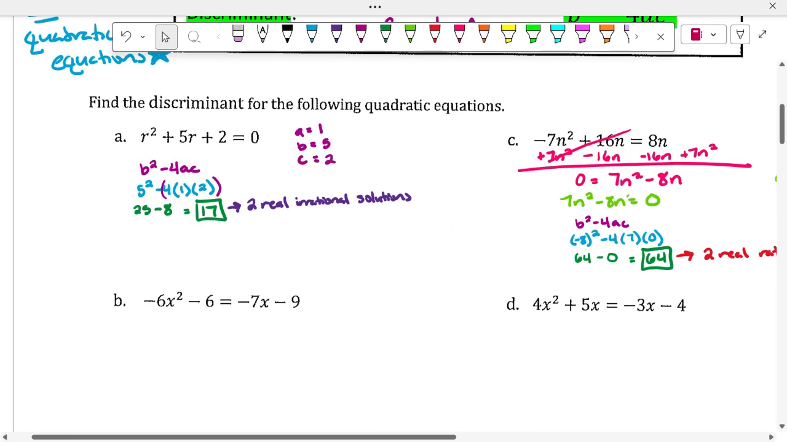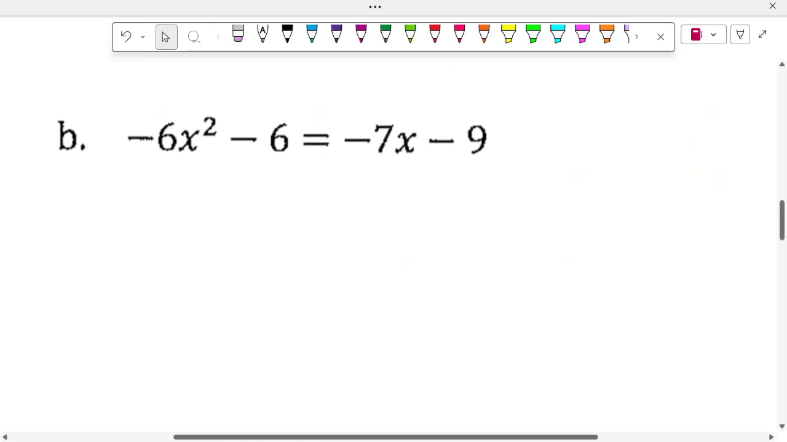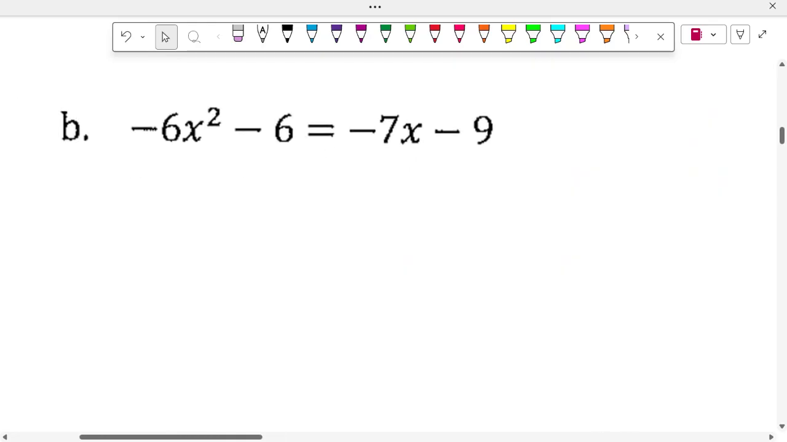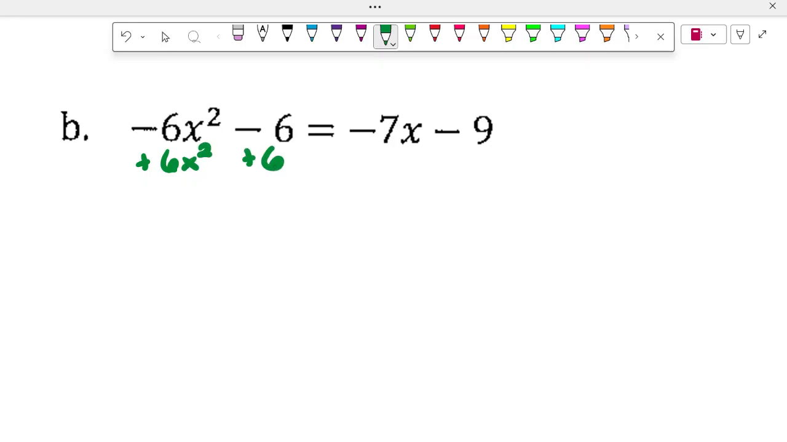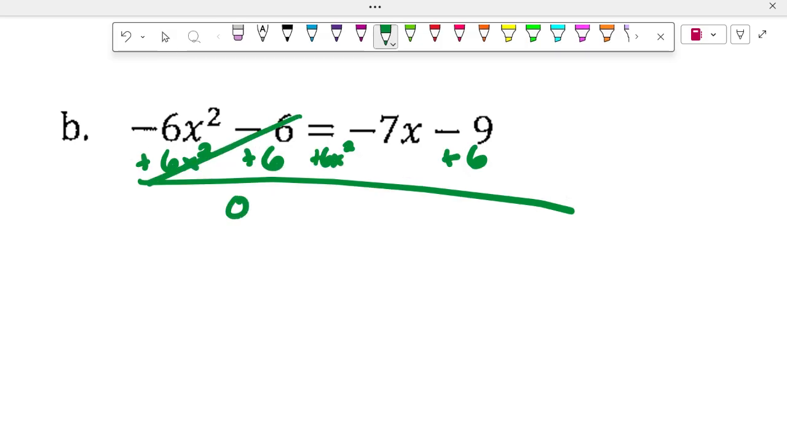All right, let's do one more together, and then I'll have you try one out on your own. Letter B. What's my first step? What am I moving, though? The left side, because my x squared is negative. So I'm going to add both of these to the left. I'm going to add 6x squared and add 6. That goes away. Get 0 is equal to 6x squared minus 7x minus 3.